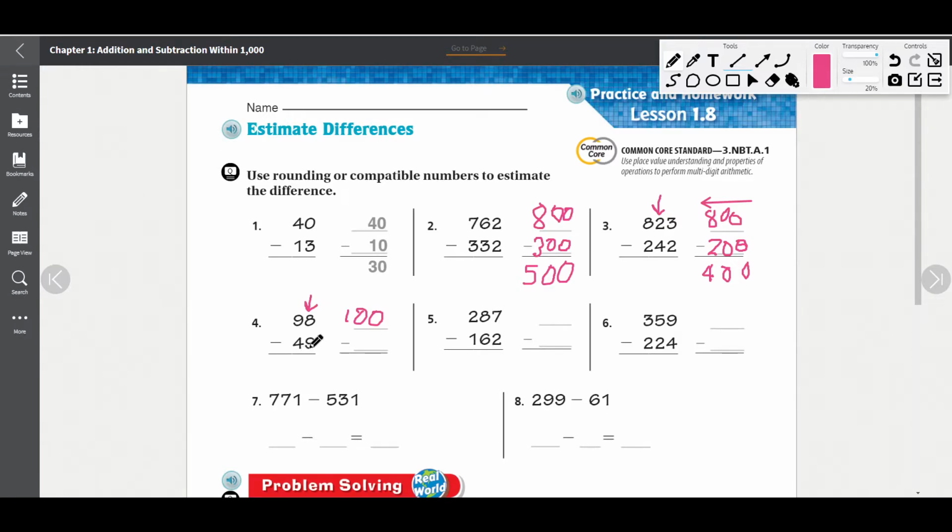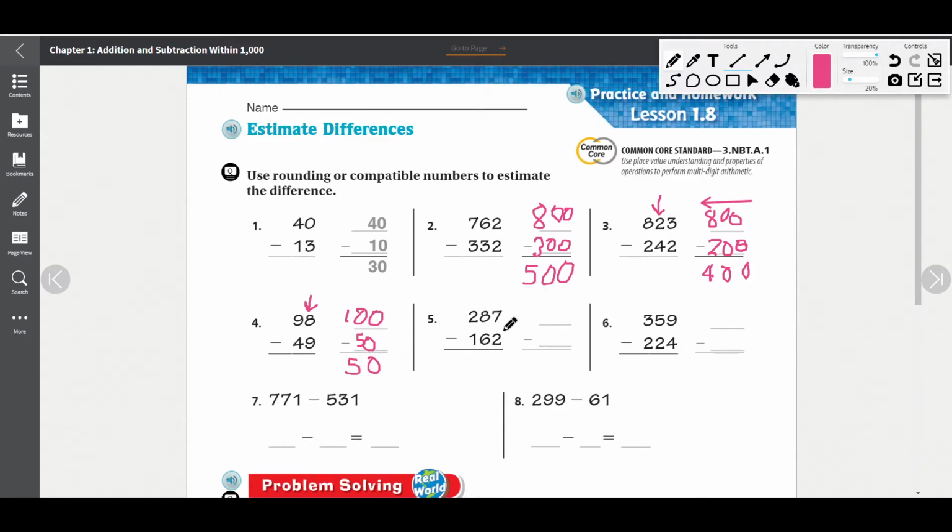49, rounding rule: 1, 2, 3, 4, round down, 5, 6, 7, 8, round up. 49 will turn to 50. Now we can subtract 100 minus 50, that will be equal to 50. This is the difference here.